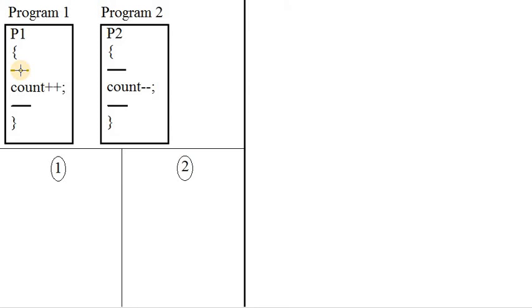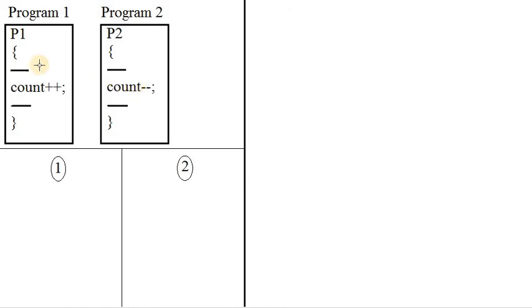In the first program, this line indicates a set of statements, right? Under this one line also a set of statements. And here one statement involves the count plus plus operation. That means an increment operation is involved in this instruction. Similarly, in program 2, some other instructions are there before and after this instruction called count minus minus. A decrement operation is there, right?